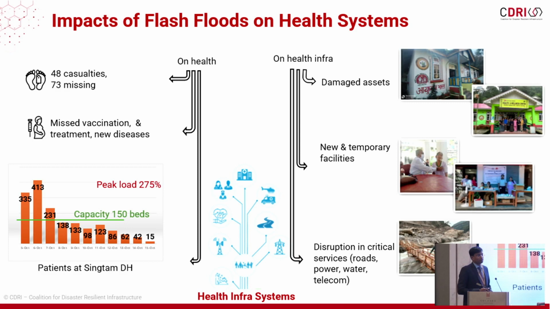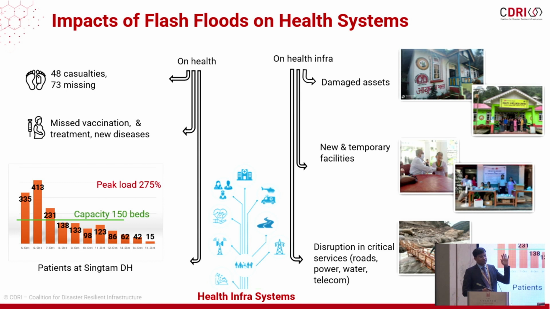There are cases of missed vaccination, delayed treatments, and then the possibility of new diseases emerging. Also, if we visualize how the health facilities are stressed during the disaster. So if we look at this disaster, the epicenter where the maximum injuries were reported, the district hospital had to handle almost 3 times its capacity. And it is at this time that the rest of the hospitals were disconnected because the roads and bridges were damaged.